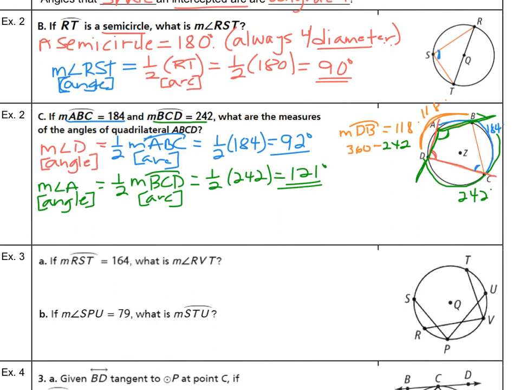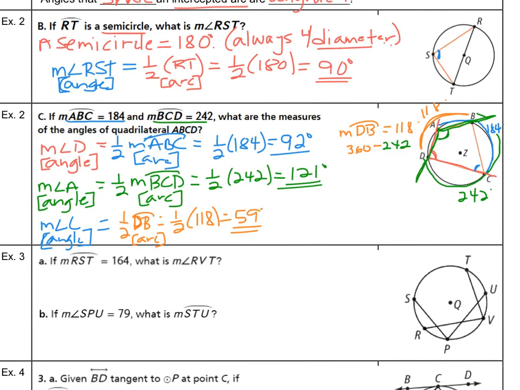So measure of angle C at the bottom, and again, please write angle, is going to be 1/2 that measure of arc DB. That's a D, not a P. It's not peanut butter. DB. There we go. And that's arc. Half of 118 is 59 degrees.